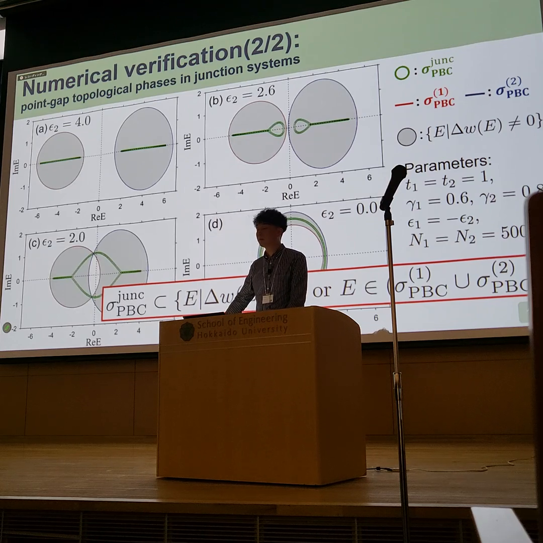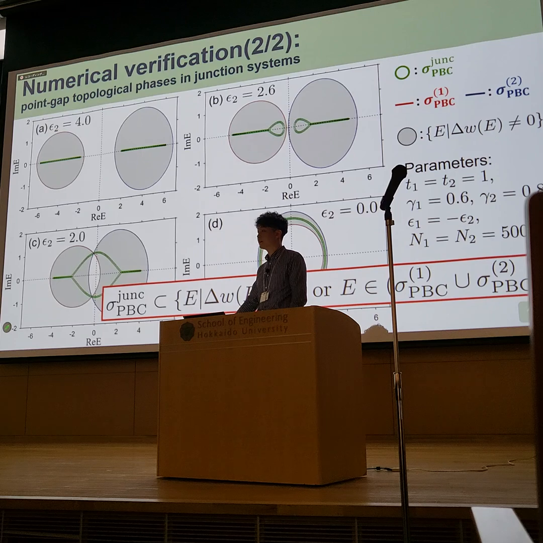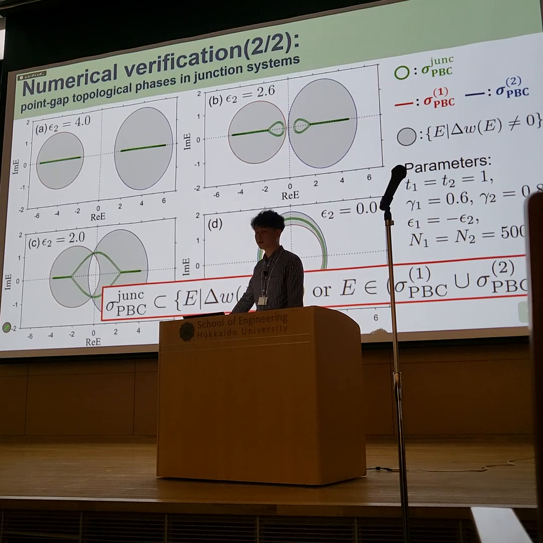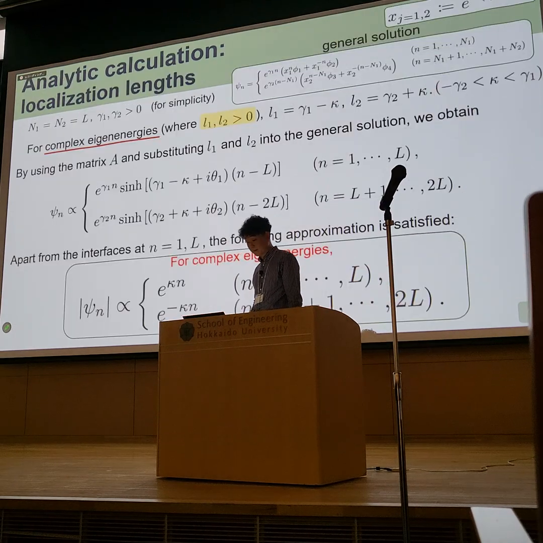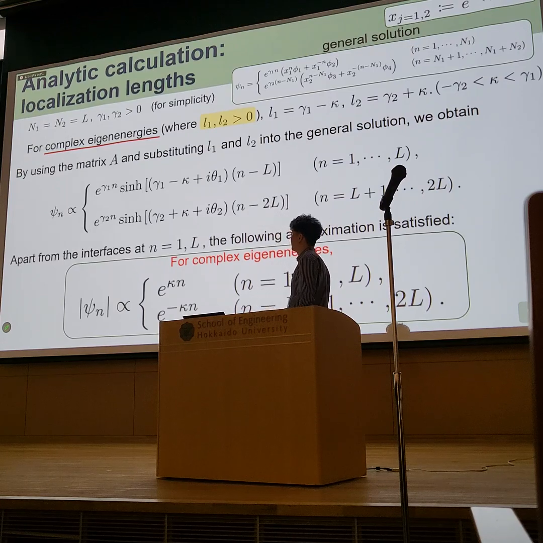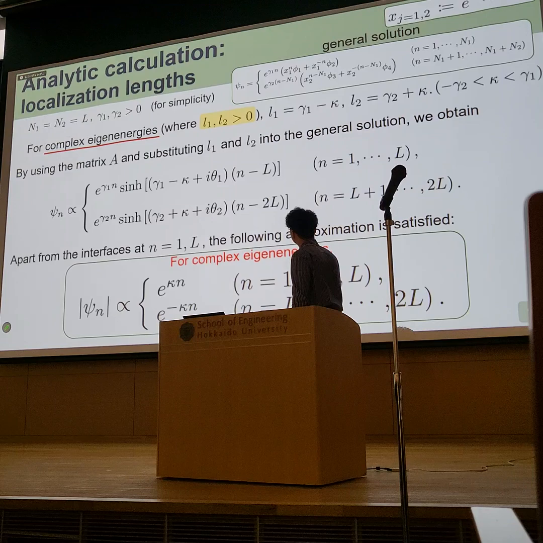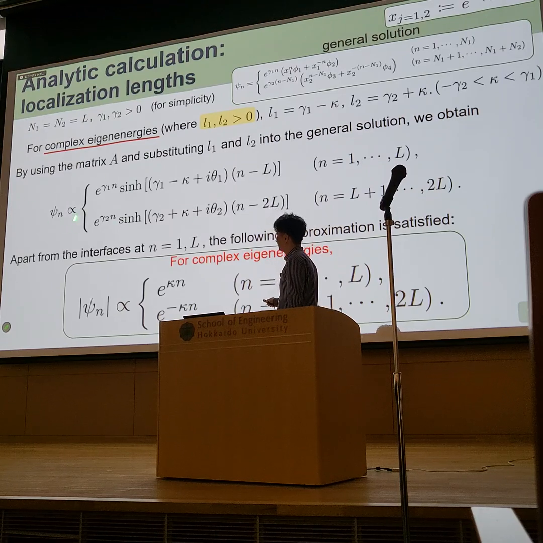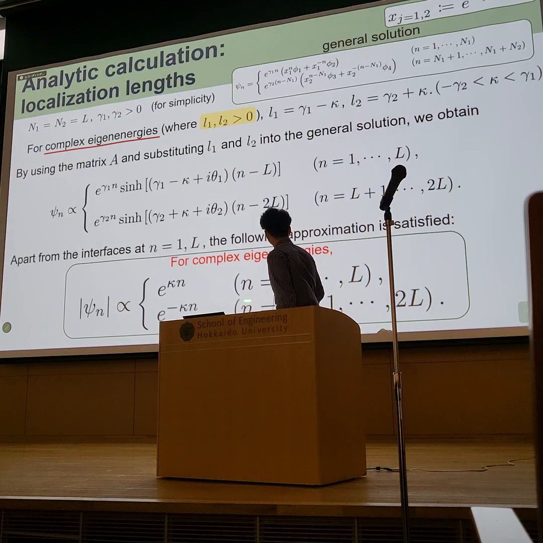So up to this point, we have looked at the spectrum. Next, let's explore the wave function and localization length. Similarly, while we could analytically calculate for all the cases, due to time constraints, let's consider the same cases, namely, only consider complex eigenenergies. If we apply the L1 and L2, which are connected by kappa, into the general solution, we obtain the wave function as follows.